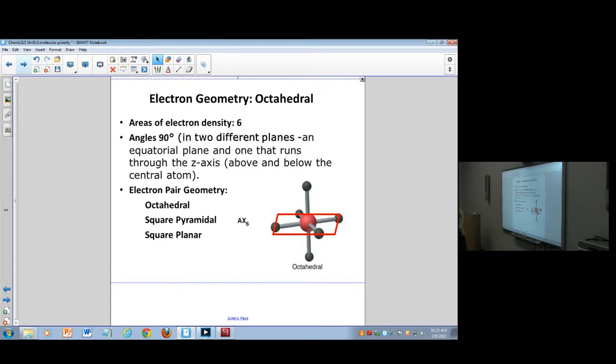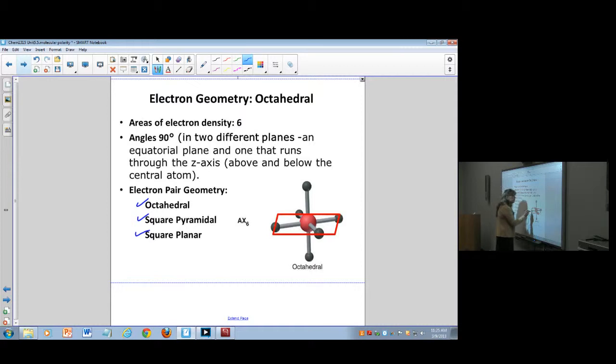All right, one more family. Thankfully, it's kind of short. It doesn't have as many structures. It has 3: the octahedral, the square pyramid, and the square plane. This is the octahedral.